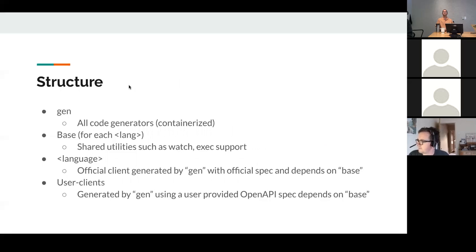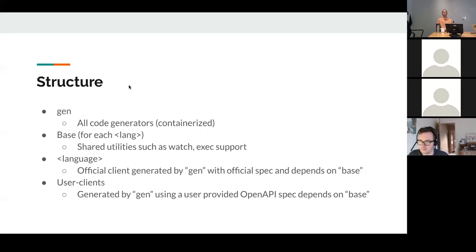The structure that we decided to have for clients is having one single generator repo. We call it kubernetes-client/gen. That has all the code generators in it, and it's not running in containers. It supports all of the languages that Swagger CodeGen supports.